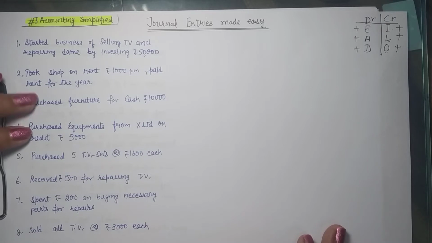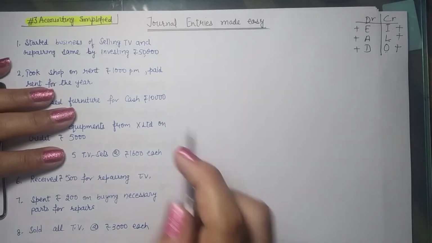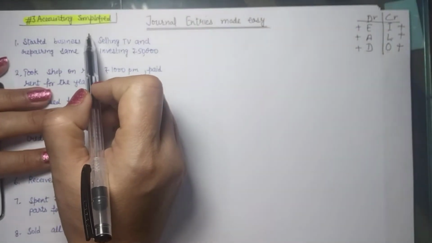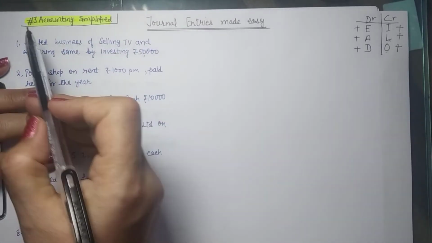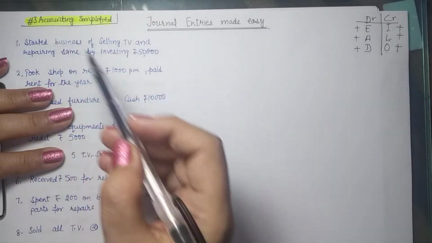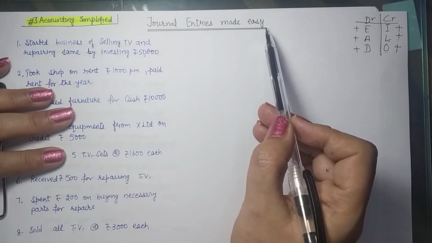We have started with a series called Accounting Simplified to simplify the basic rules of accounting from the practical perspective. So this is third in the series. Today we will be understanding journal entries making.